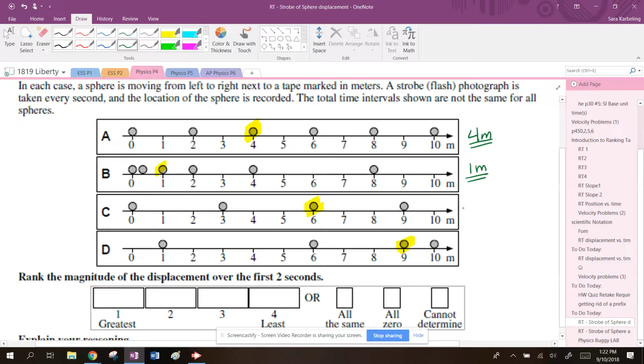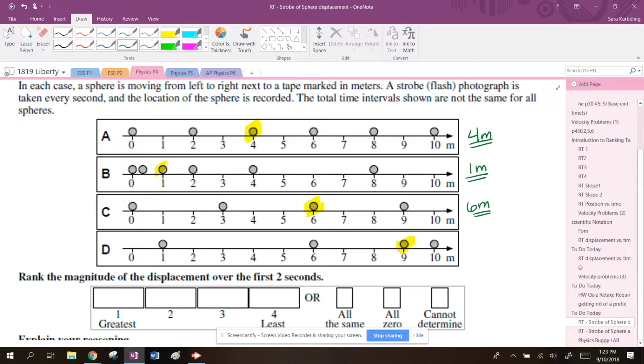How about in C? And this is kind of boring until we get to D, right? What is the displacement for D? 8. Why 8? Because it started at 1. Remember, displacement is final minus initial.